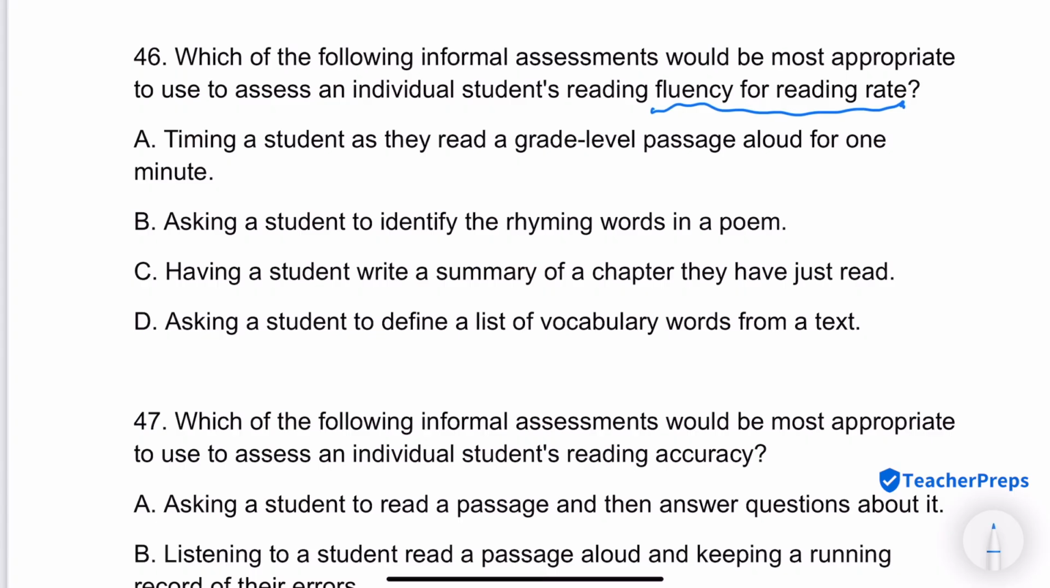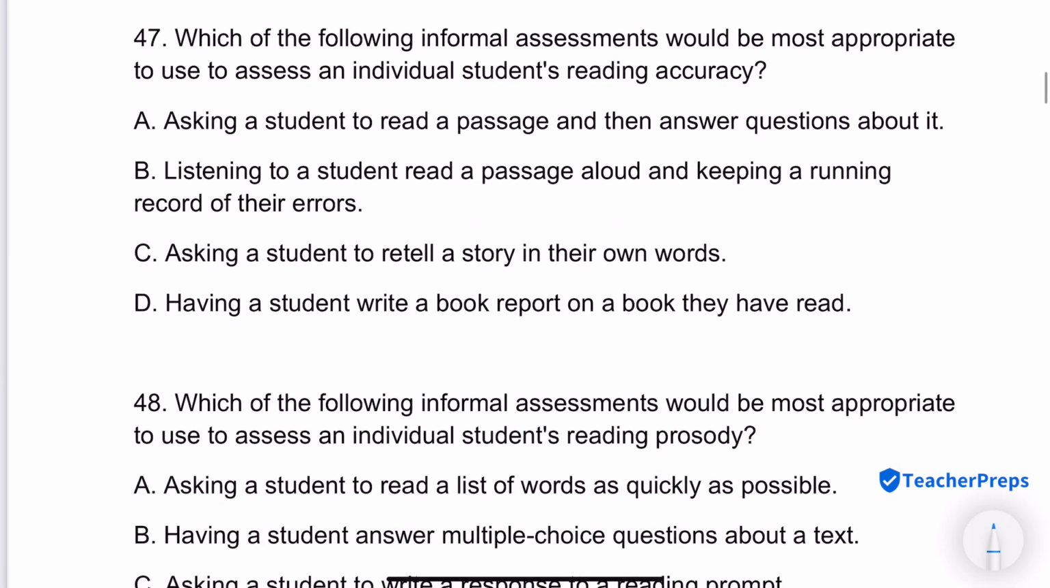All right, so I'm going to go right here and just circle option A. That's what I'm looking at. Timing a student as they read a grade level passage aloud for 1 minute. This is going to check the words per minute, and that's reading rate. And having a student read for 1 minute and then counting the words is a standard and direct way to measure reading rate. All right, let's move on to question number 47.